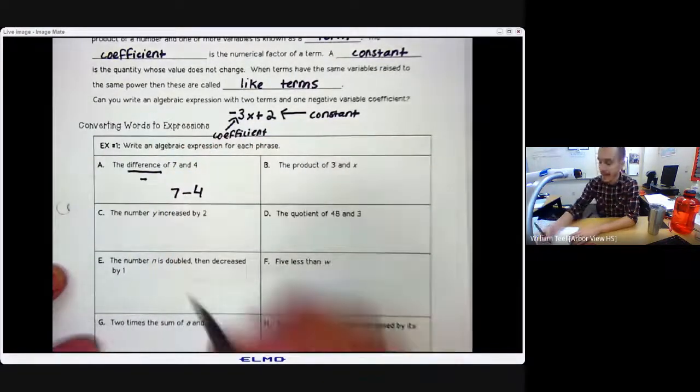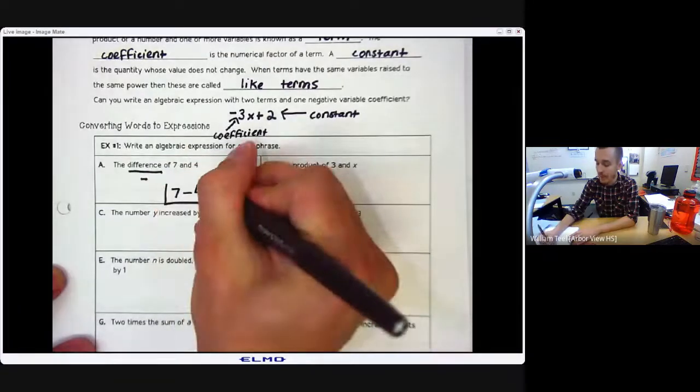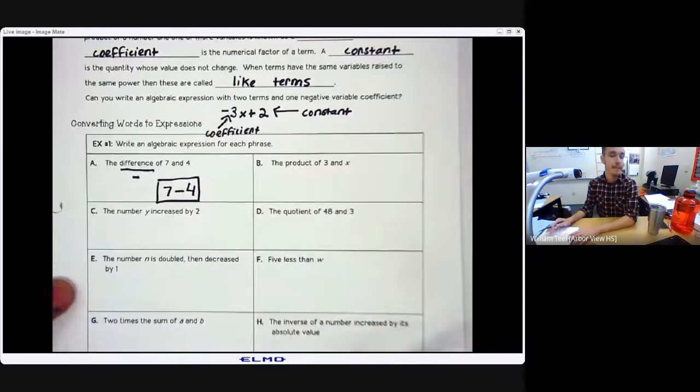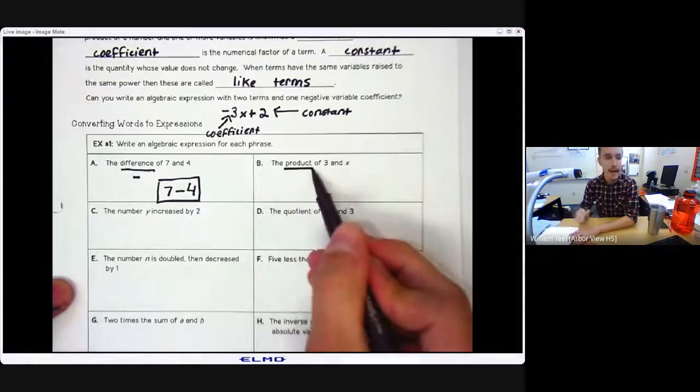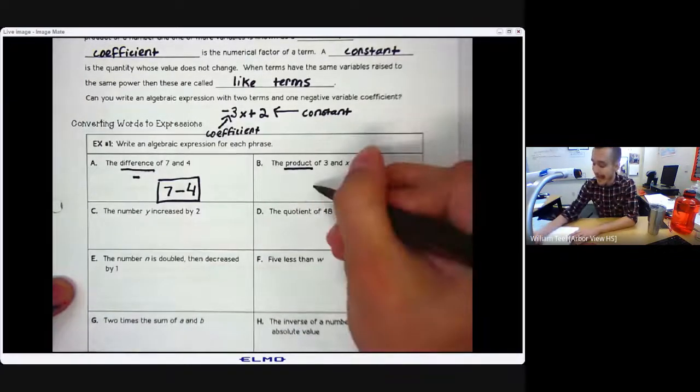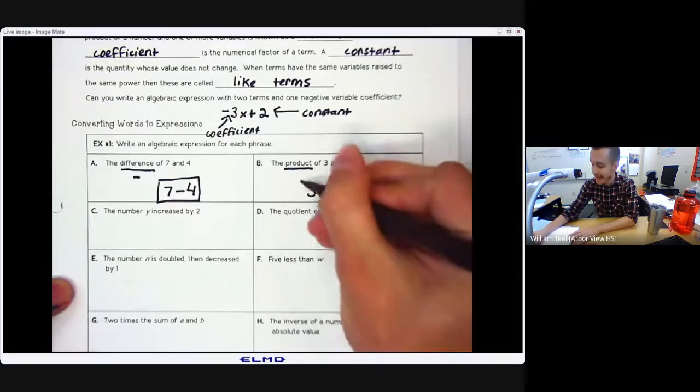Now we're going to stop there. We're not going to actually solve 7 minus 4 because the directions just say to write the algebraic expression. For part B, we have the product of 3 and x. The keyword here is product. Product implies that we are multiplying two things together. So we're going to write this as 3 times x.